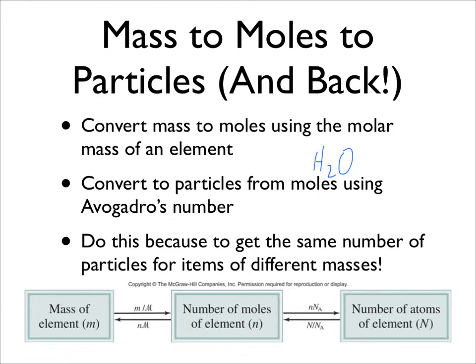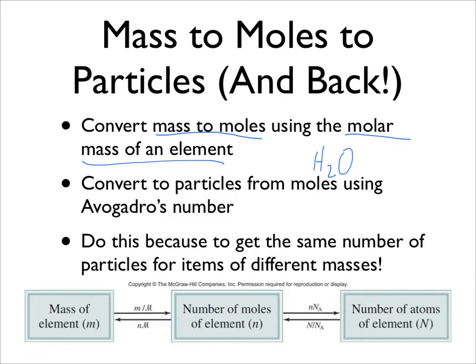So what I need to do is I need to be able to convert masses to moles. And we do this using the molar mass of an element. That is the mass number given on the periodic table. So to convert from mass to moles, we use the molar mass. Now, if I want to actually get an absolute count of the particles, then I use Avogadro's number. And we do this to get the same number of particles for different masses.